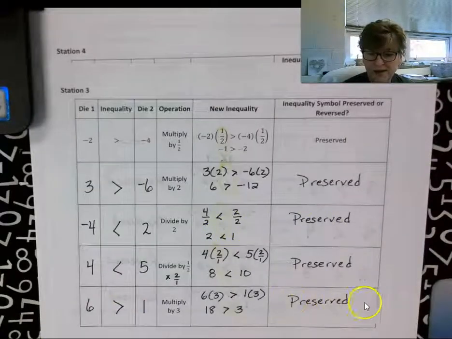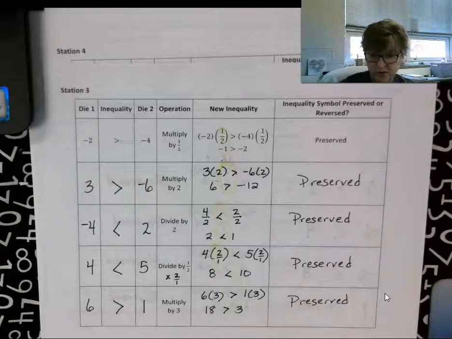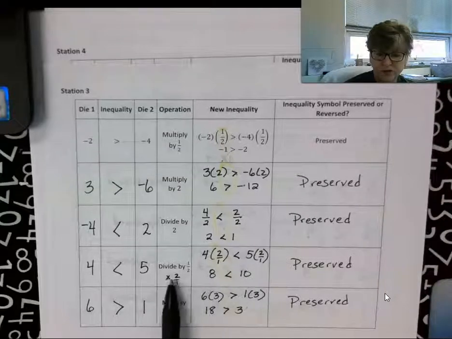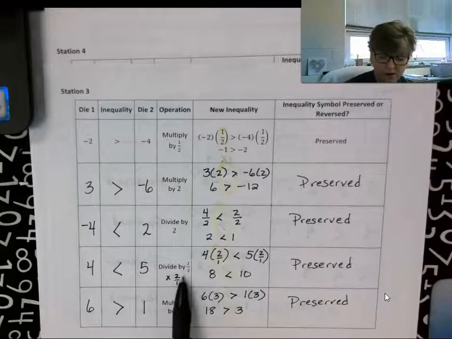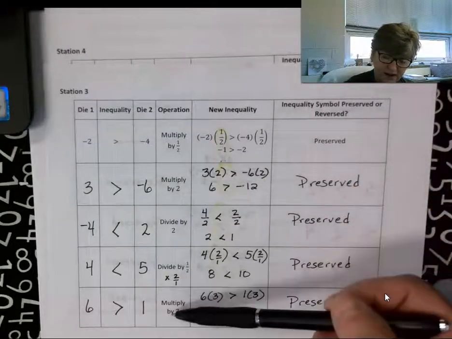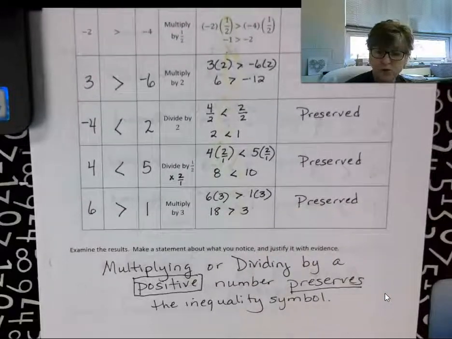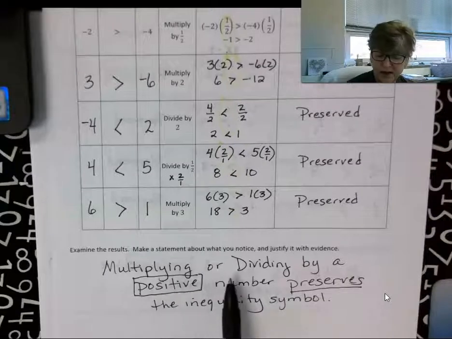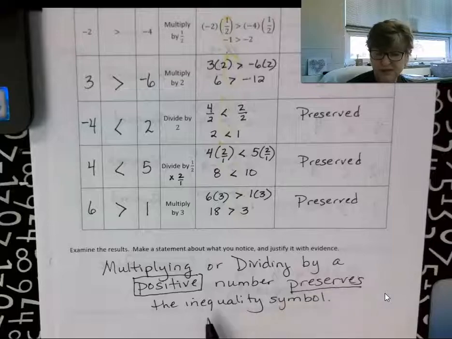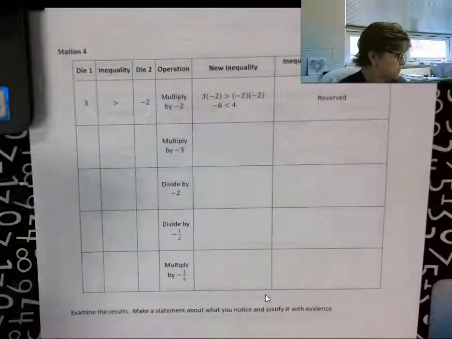All right, we're back. Now take a second and verify your answers. If you need to pause the video to do so, you can. I hope you remember that when you're dividing with a fraction, it means you're multiplying by the reciprocal or the multiplicative inverse. Did you notice that when you were multiplying and dividing, that they were all preserved? So hopefully you were able to figure out that multiplying or dividing by a positive number preserves the inequality symbol. So we're going to move on now to our next page.